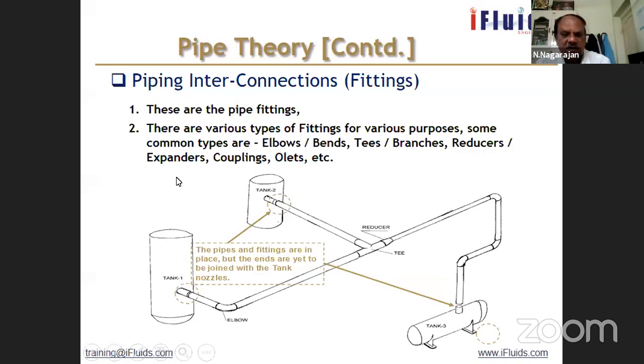Reducers are used when going from bigger size to smaller size. Expander is smaller size to bigger size. Coupling is when you join two pipes. Straight piece is coupling. Wallets, etc.